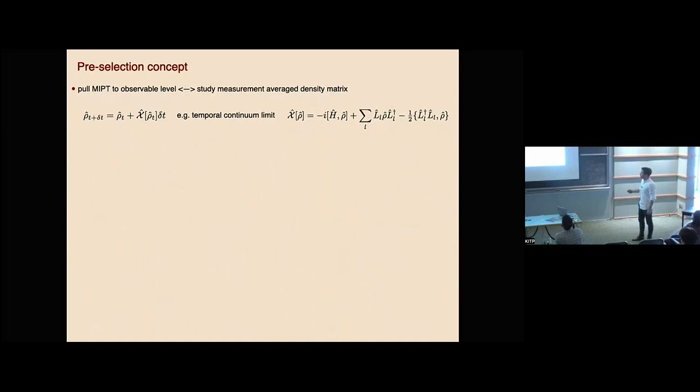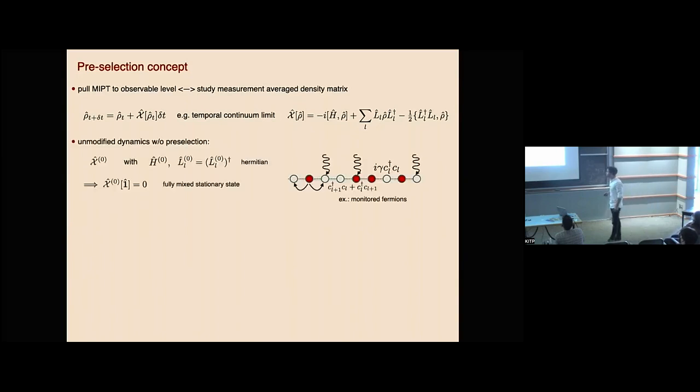Okay, so here is this idea in a little bit more detail. We want to pull this measurement-induced phase transition to an observable level, which is really equivalent to the statement that it is enough to study the averaged density matrix. The dynamics of the average density matrix is governed by this update of the state on a short interval of time with this generator chi, which, if delta t is very small, in the most general case is this Lindblad generator.